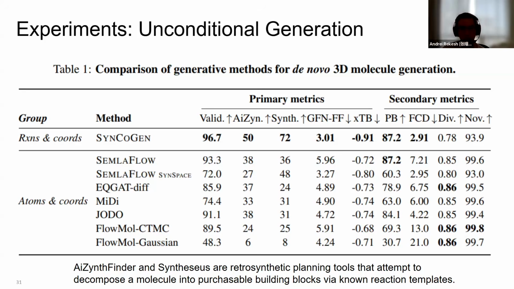Here, AI Synfinder and Synthesius are computational retrosynthetic planning tools, and they attempt to take a molecule and decompose it tree-wise into purchasable building blocks in a set that they have access to via reaction templates that they have programmed into them. Each of these is calculated for around 100 molecules, so the number here for AI Synfinder and Synthesius corresponds to the number of valid synthesis routes found.